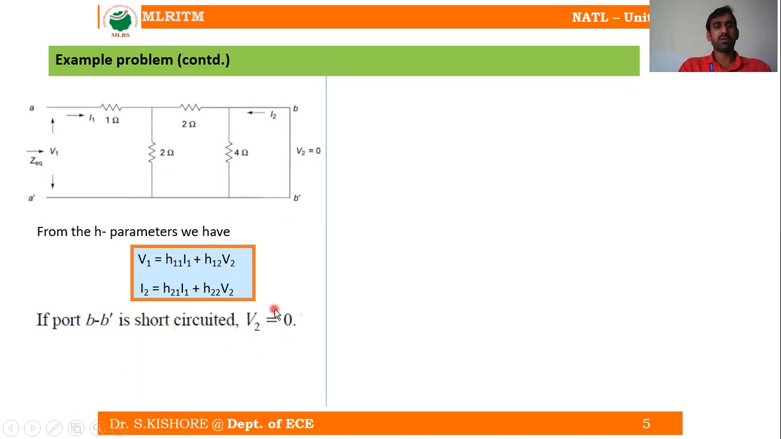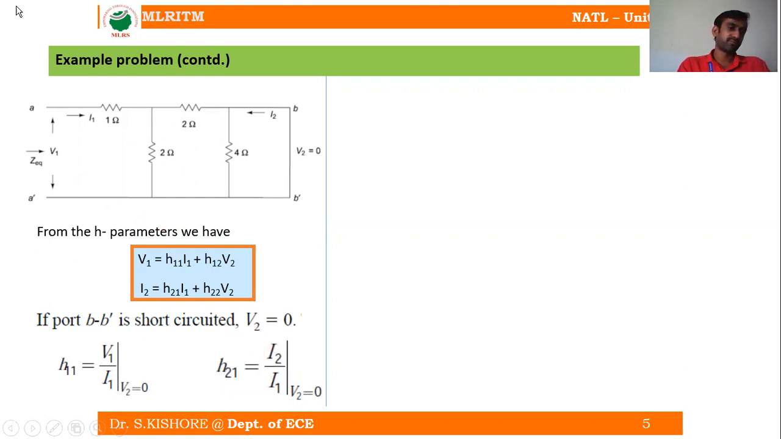So we are going to have the equations H11 is equal to V1 by I1 and H21 is equal to I2 by I1. V1 by I1 is nothing but the short circuit input impedance, and I2 by I1 is the short circuit current gain, or the short circuit current transfer function. The unit of H11 is ohms and H21 is a dimensionless parameter.